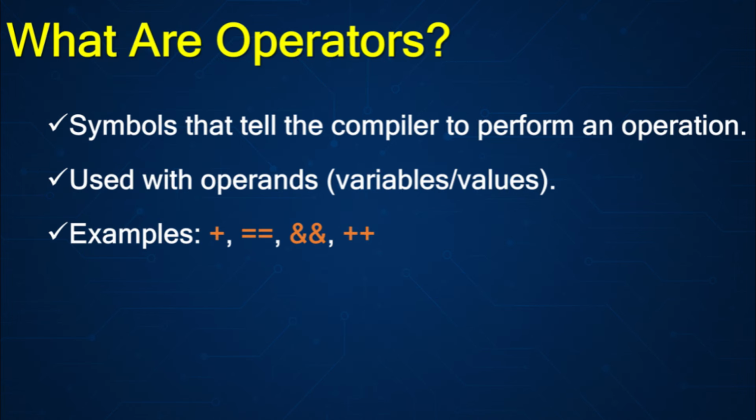Let's dive in. Operators are special symbols used in C# to perform actions like math, comparisons, or logical decisions. Think of them as verbs in your code. They do things. They work with operands, like variables or values, to compute results. For example, A plus B means add A and B.